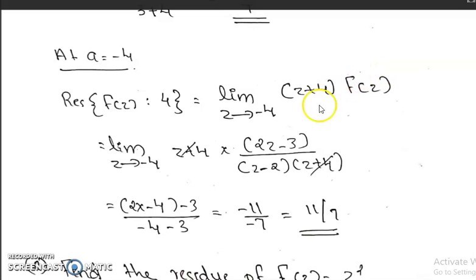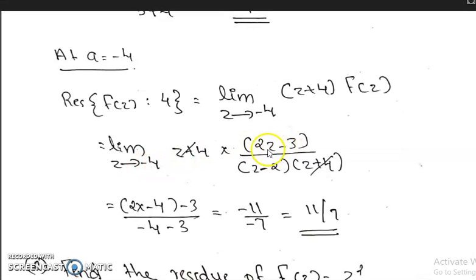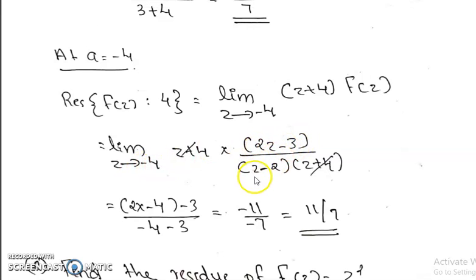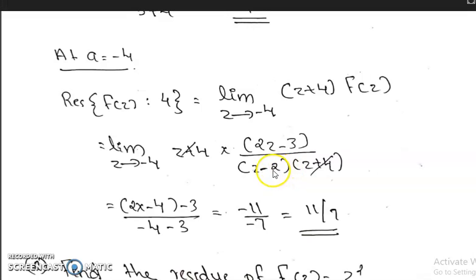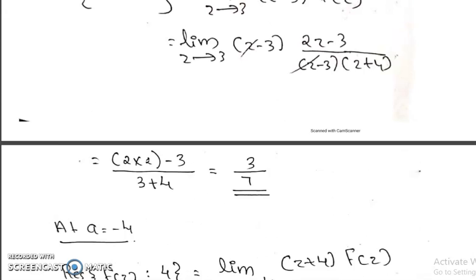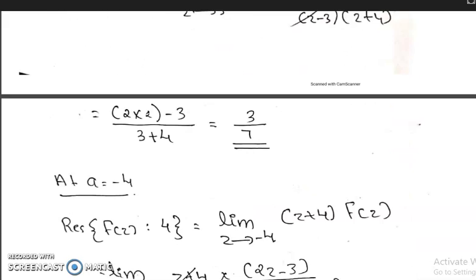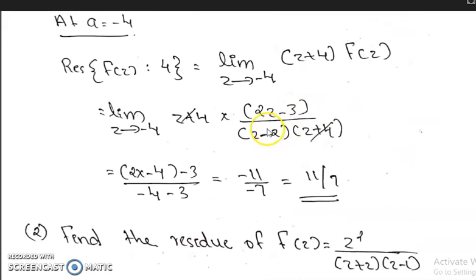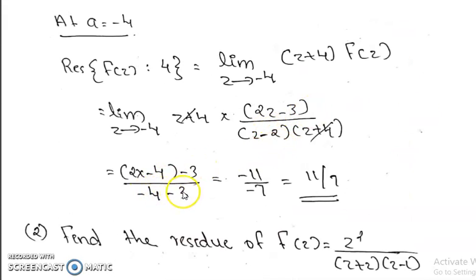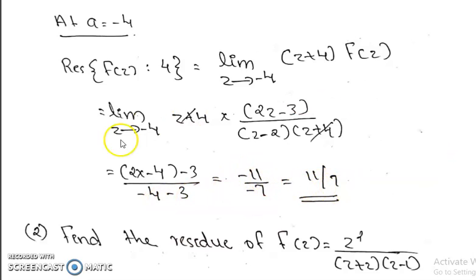Now, f of z is our question, we will substitute it here, cancelling z plus 4. Now, instead of z, you substitute -4: 2 into -4 minus 3 by -4 minus 2. Okay, f of z here, the denominator is z minus 3, so you can make it as -3. So -4 minus 3, that is -7. So our answer is 11 by 7 here.